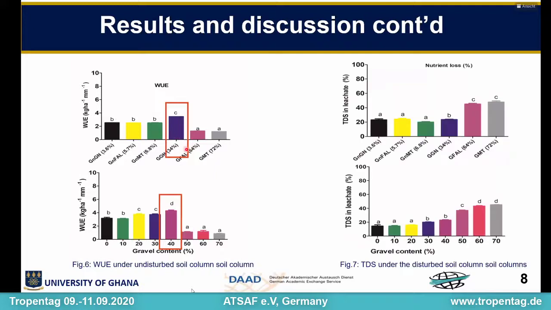And also, if we look at the nutrient loss, which we measured as total dissolved salts in the leachate that was collected, we found that as gravel content increased to about 64%, we had more than 50% of all the applied nutrient lost. Similarly, in the disturbed soil samples, at 50% or more gravel content, more than 50% of all the nutrient applied was lost. So the nutrient loss here is due to macropores created by the presence of gravels.